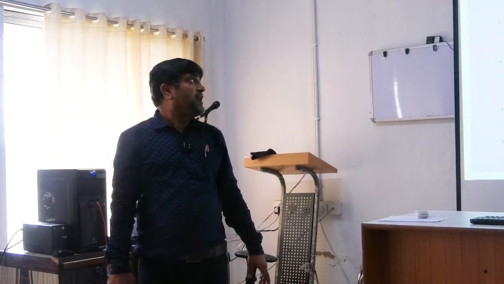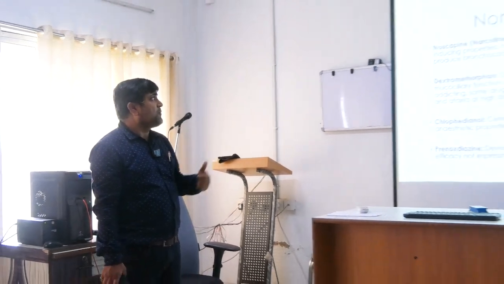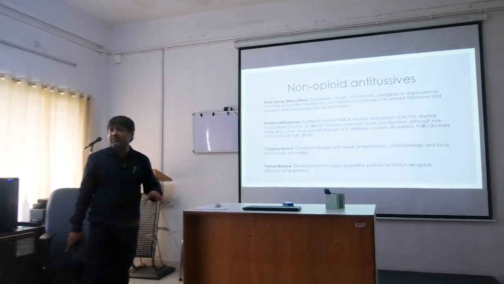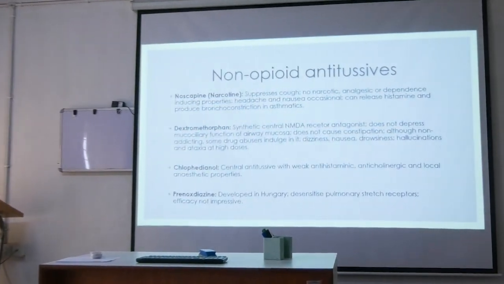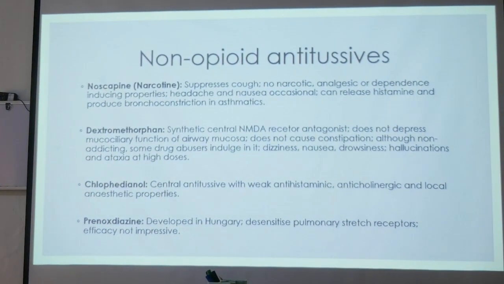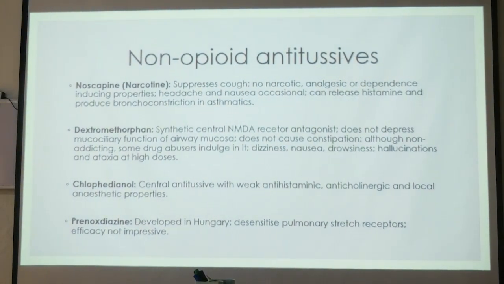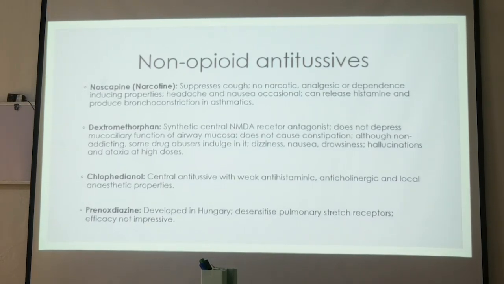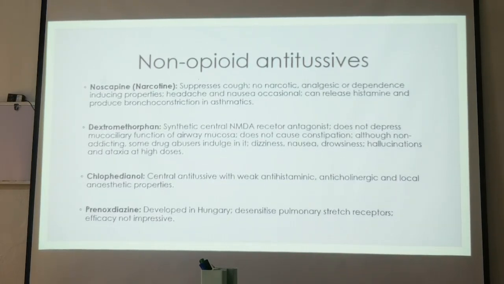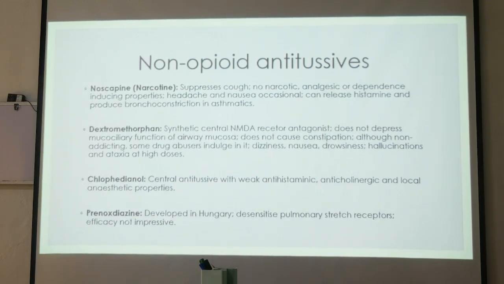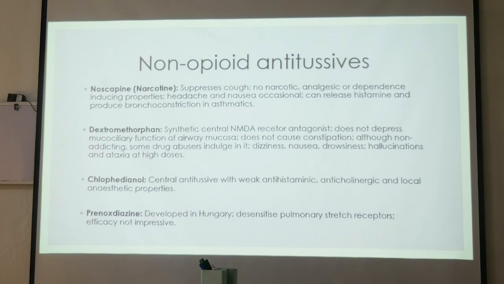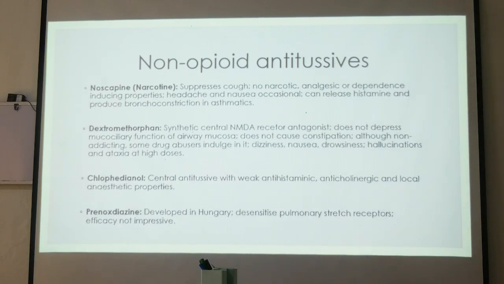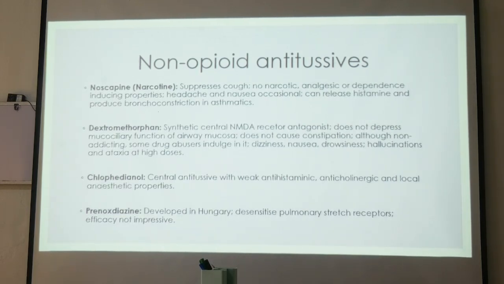Non-opioid antitussives include noscapine, dextromethorphan, clofedianol and prenoxdiazine. They are basically centrally acting antitussives. They depress the cough center in the brain, and as the name suggests, they are non-opioid, so no addiction and basically no respiratory depression. Dextromethorphan is a synthetic centrally acting NMDA receptor antagonist. Although it is non-opioid with no addiction liability, certain drug abusers indulge in it.